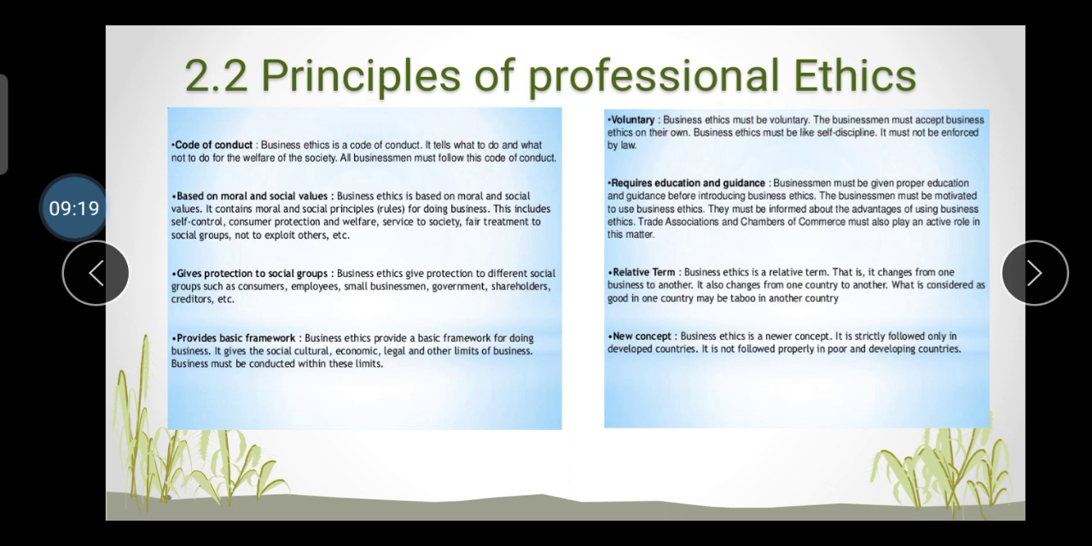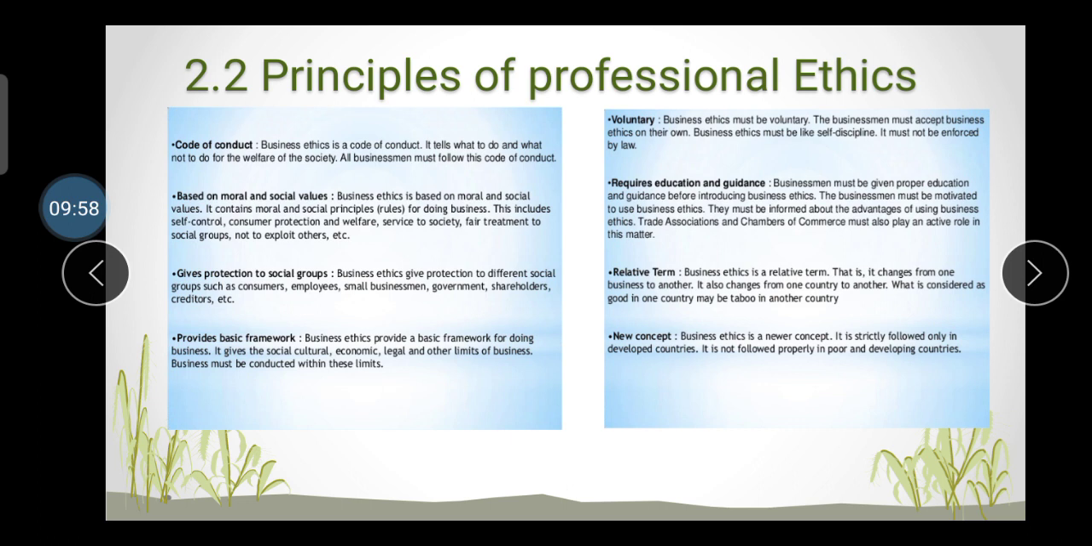Then the second one is the principle of professional ethics. After personal ethics, the second is the principle of professional ethics. First one is a code of conduct. Every profession has a code of conduct. First of all, let me tell you the meaning of profession. Profession means one type of activity in which you have specialized and expert knowledge, and from your services you get fees. Like CA, professor, teacher, doctor. These are professions. In these professions, they have one type of code of conduct.